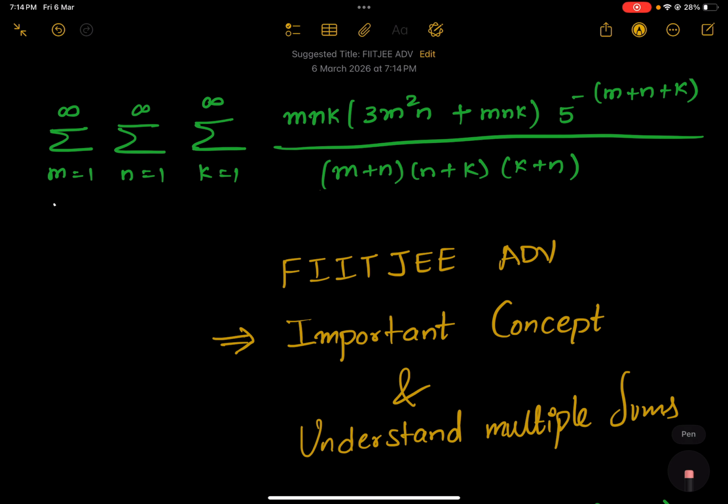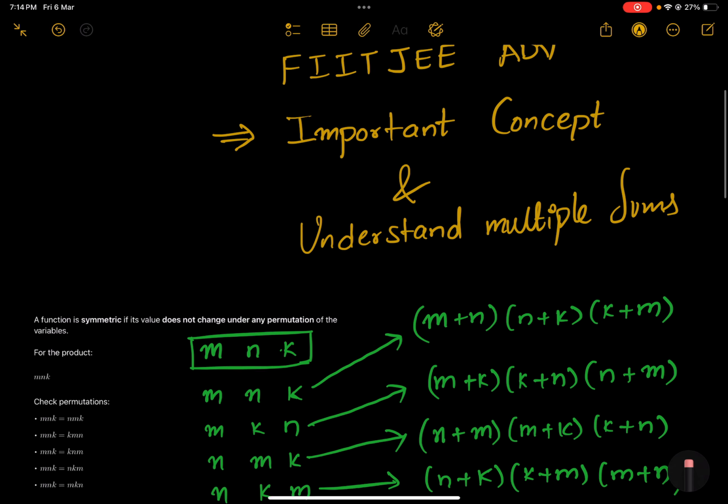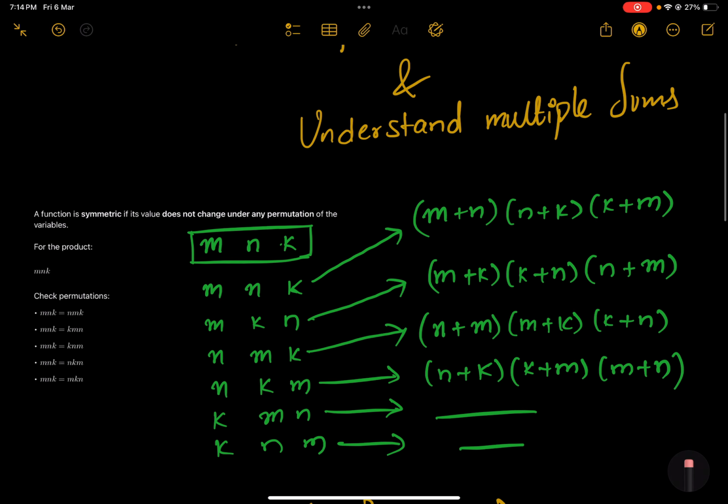So before actually going ahead and solving the question, let us understand a few concepts. Now let us see what a symmetric function is. Okay. A function is said to be symmetric if its value does not change under any permutation of variables. So in this case, we have m, n and k. There are 6 permutations possible for m, n and k, 3 factorial.